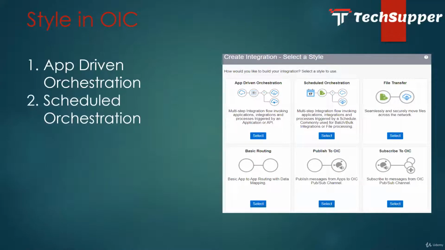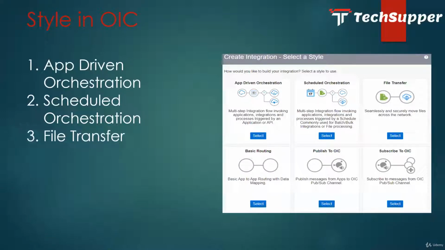The second is the schedule orchestration. The schedule orchestration pattern is a pattern which allows you to create a scheduled orchestration. If you need to create an integration which can run on a certain frequency, get the data from a single application and send it to a different application, if you have such a requirement to run your integration on a certain frequency, you can opt for this schedule orchestration pattern. This is mainly used for batch and bulk integrations.